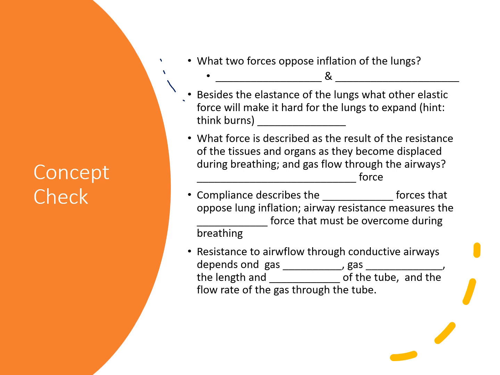The next one, resistance to airflow through the conductive airways, depends on the gas viscosity, the gas density, the length and diameter of the tube, and the flow rate of gas through the tube, right? So we're seeing there's a bunch of factors that can be manipulated here, whether it's using a different density of gas or using a different size of a tube. Those are all things that we can do, or changing the flow rate. And that's going to be one of our keys that we can use to help with laminar versus turbulent flow rates.